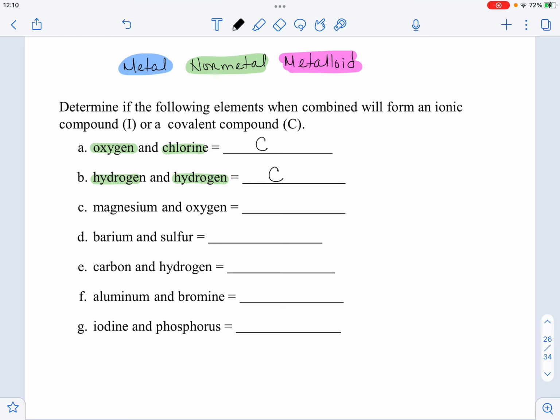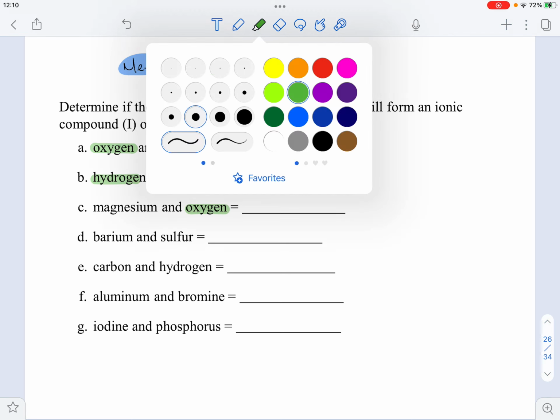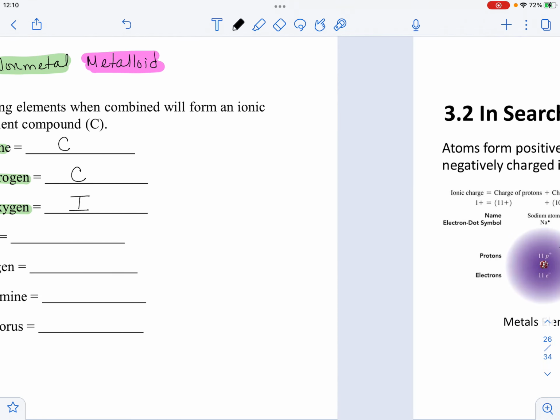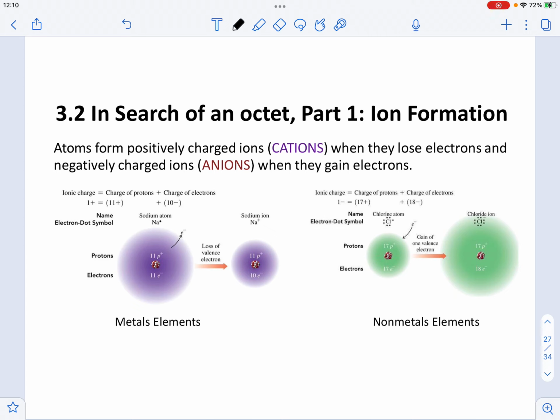Oxygen is also to the right of the metalloids, so that is a non-metal. Now, magnesium is to the left of the metalloids. So that makes it a metal. And because here the combination is metal and non-metal, that's going to make an ionic compound. Make sure that you practice.